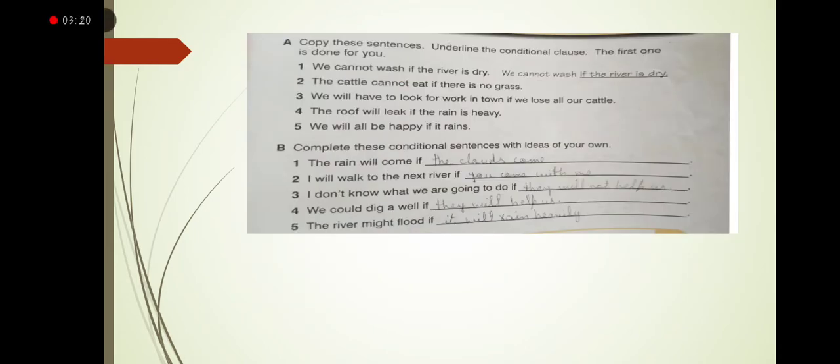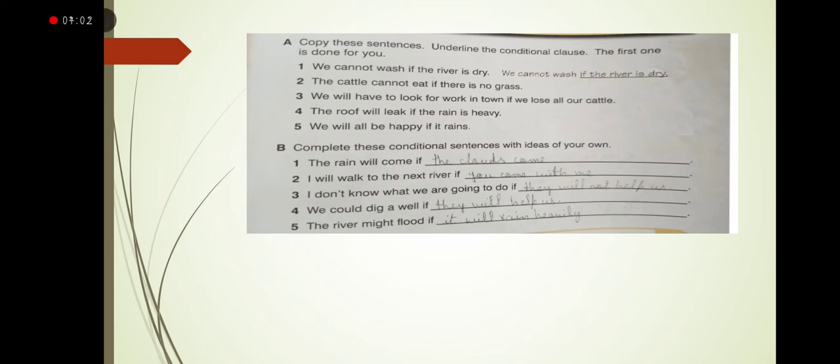Okay, so here is the exercise. A part says copy these sentences, underline the conditional clause. The first one is done for you. You are not supposed to copy these sentences again. You are just supposed to underline the conditional clause. Like number 1, we cannot wash if the river is dry. So what is the conditional clause here? This one starting with if. So you will underline if the river is dry, as they have done it. Number 2, the kettle cannot eat if there is no grass. The conditional clause here is the one starting with if there is no grass. The remaining ones will be done by you.